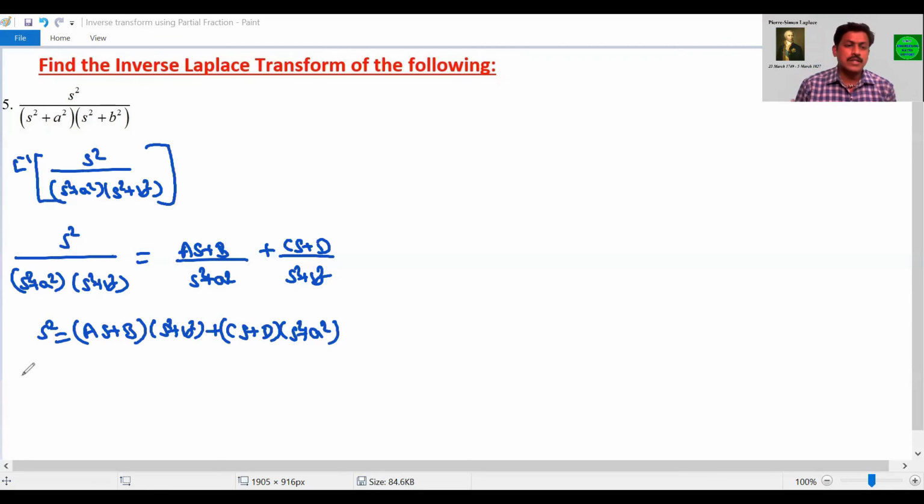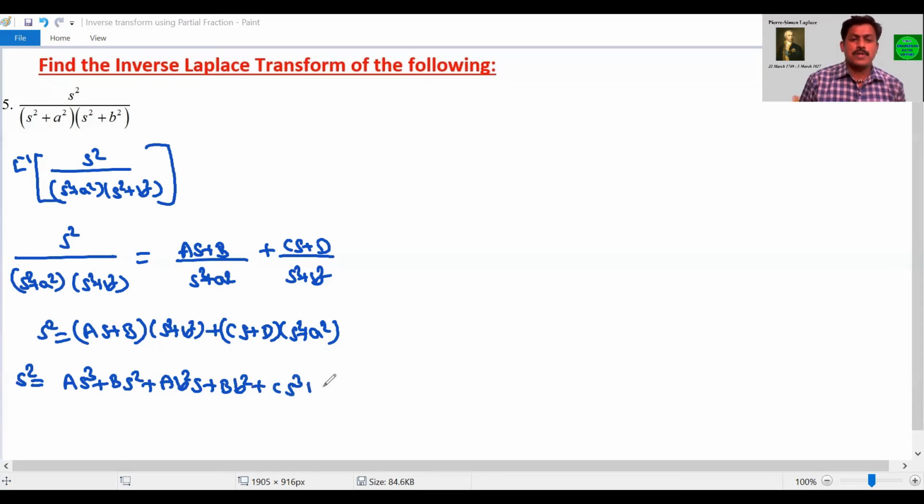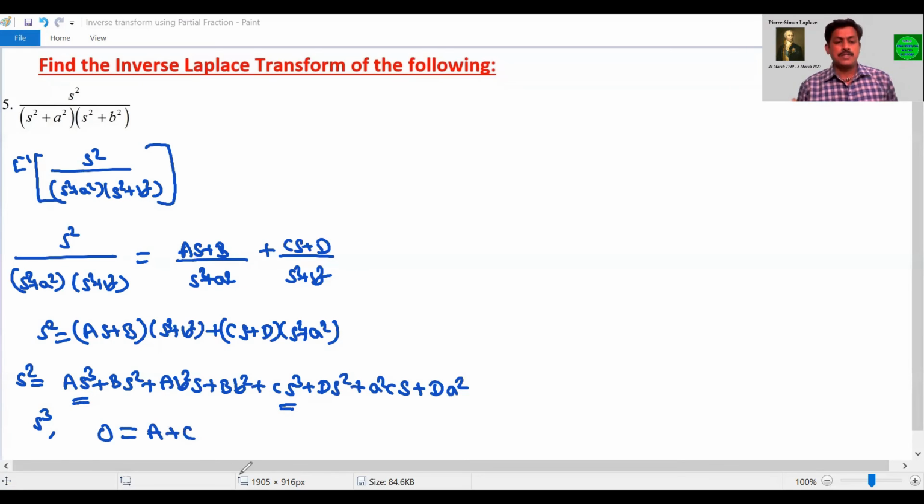Now we are going to expand this and compare the coefficients. For that I am going to multiply: a s cube plus b s square plus a b square s plus b b square, and c s cube plus d s square plus a square c s plus d a square. If you compare the coefficient of s cube, on the left side there is no s cube, so 0. On the right side we get a plus c. Similarly, if you compare the coefficient of s square, the left hand side coefficient is 1, and the right hand side is b as well as d.